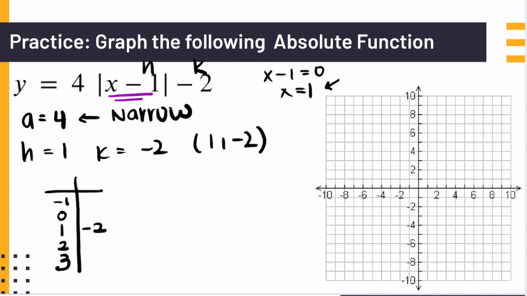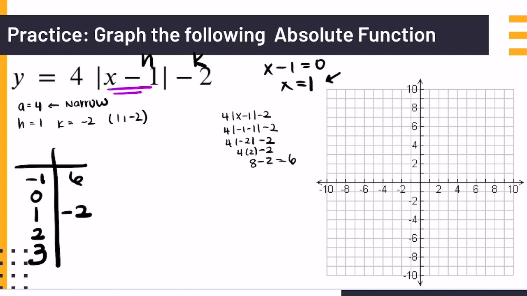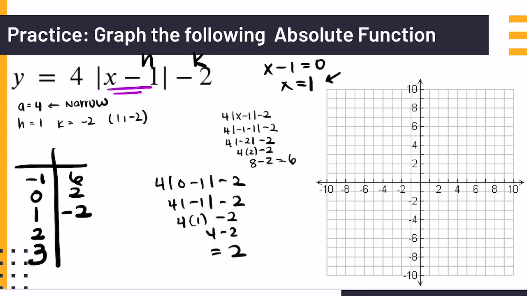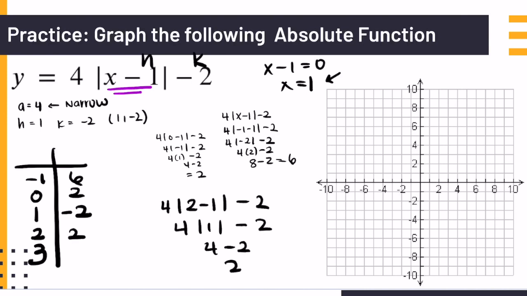Then you plug it into the original function, which is 4 times the absolute value of x minus 1, minus 2. So for example, if we plug in -1, we'll get 4 times the absolute value of -2, minus 2, and the absolute value of -2 is positive 2, and then we get 8 minus 2, which is 6. To solve for our next point, plug in 0 for x. So 4 times the absolute value of 0 minus 1, minus 2. Simplify. Remember, the absolute value of -1 is 1. We get 2. Then you'll plug in 2 for x. 4 times the absolute value of 2 minus 1, that's 4 times 1, minus 2, which is 4 minus 2, which is 2. And if you plug in 3, you'll get 6.